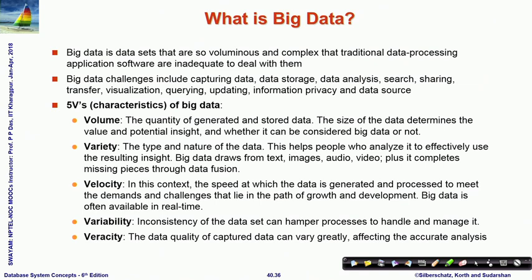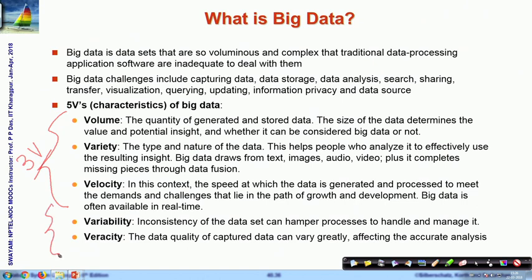Then there could be variability, inconsistency of the data, because maintaining integrity is a big problem. There could be issues in terms of quality of the data, that is called veracity. There are a lot of debates about these characteristics. Many people take these three and say that these are the 3 V's of big data, the 3 main characteristics, but of late more and more people are also considering variability and veracity as characteristics of big data.